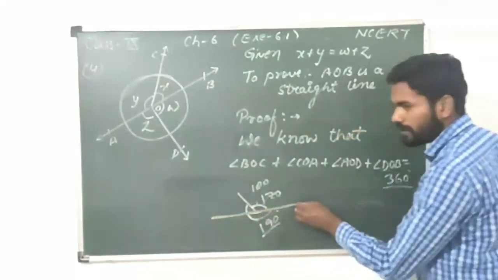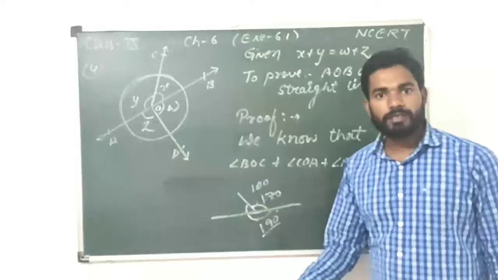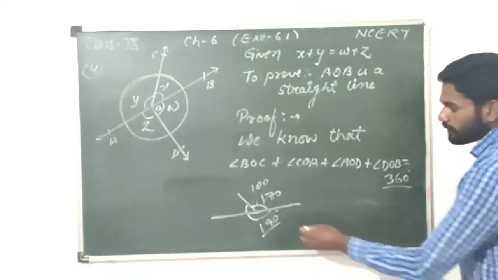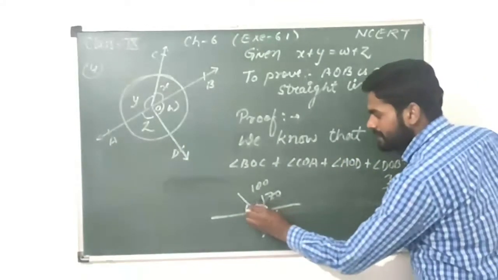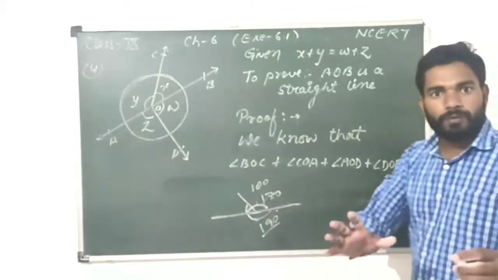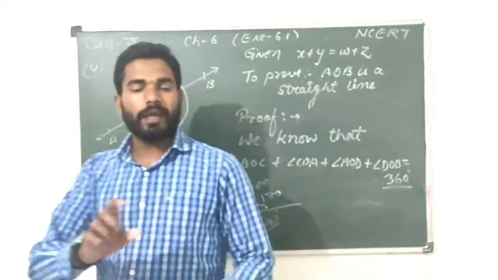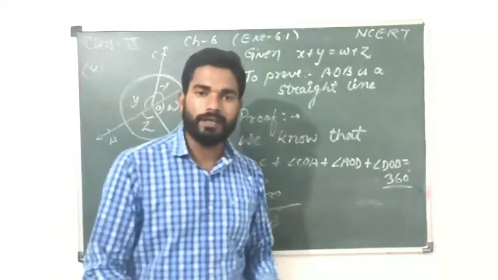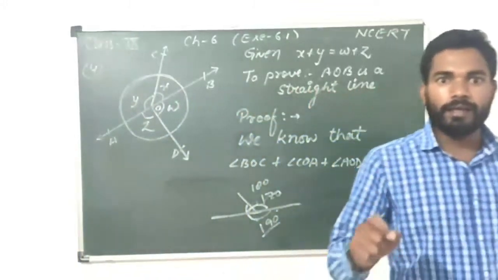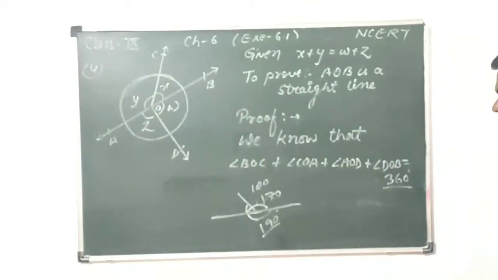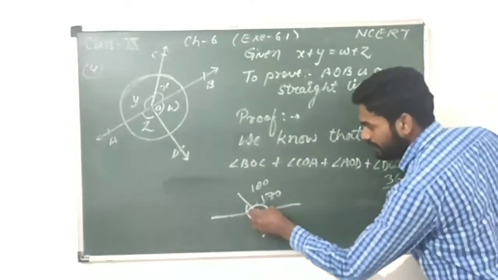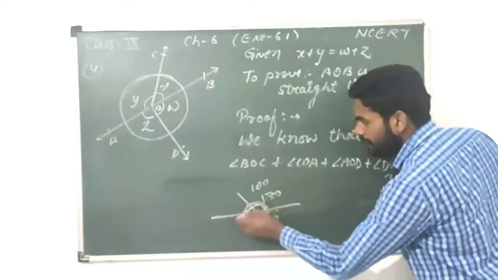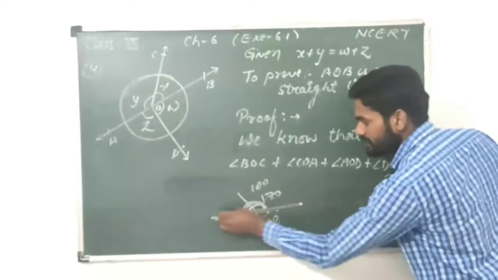then we can say what this line will be, the line will be straight. So at each and every point, if you want to prove the given line is a straight line, then prove that at this particular point the angle is equal to 180 degrees. If we show that the angle here is 180 degrees, then your line becomes straight.